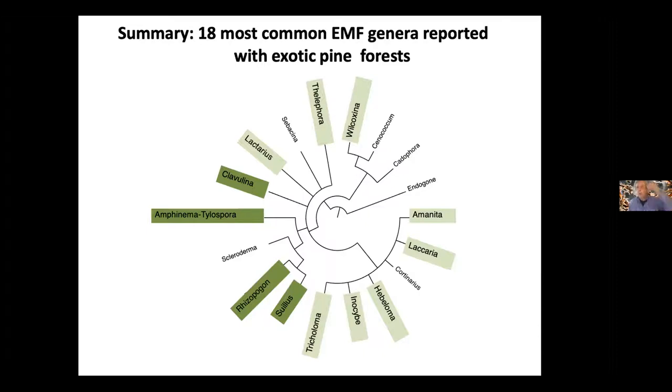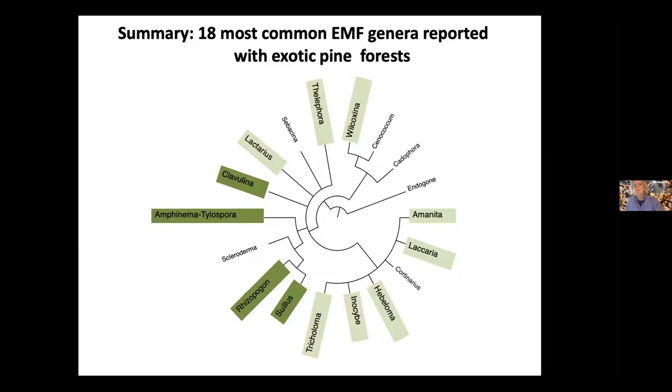So to summarize the metagenomics results, we know that pine forests can support hundreds of mycorrhizal fungi. But when it gets down to it, it's just a handful of species that are associated with exotic pine plantations. The ones shown in dark green here are the ones that consistently emerge in the pine plantations as well as in the invasive sites. The other species shown in lighter green are also consistently observed. And in most cases, we observe just a single taxon, just a single species representing what can sometimes be a rather large genus.